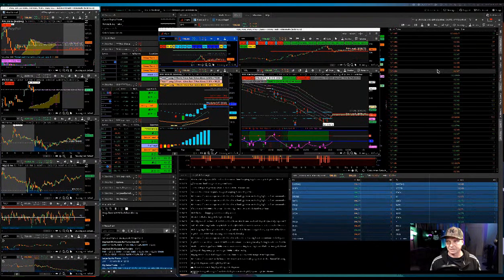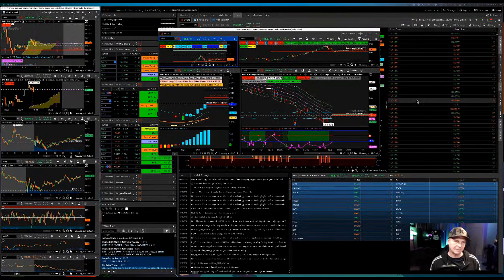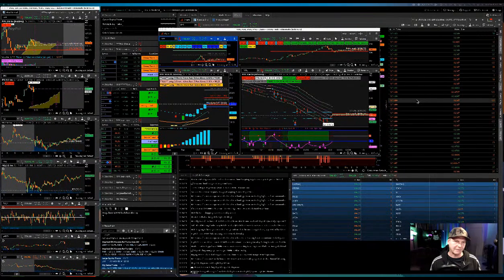So far, kind of balanced. PayPal's a little balanced. I'd like to see it catch a bid, though. It's got to make a higher high in the next candle or so. Let's go. Come on, PayPal.